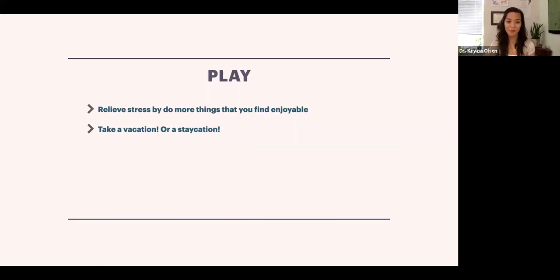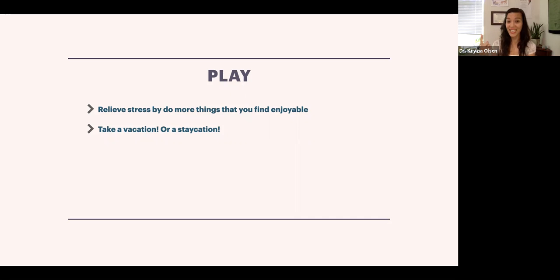And play. So play is so important. I think that us adults don't do it nearly enough. So relieve stress by literally just doing more things that you find enjoyable. Because if you are doing things that you find fun and enjoyable, that means that it is not a threat, right? You're not going to perceive it as a threat. Instead, it's a joy. And so that's inherently going to put you in a more parasympathetic state.